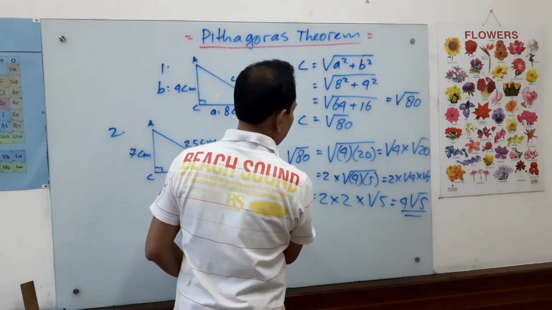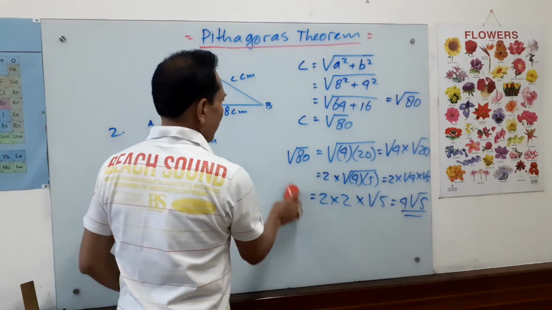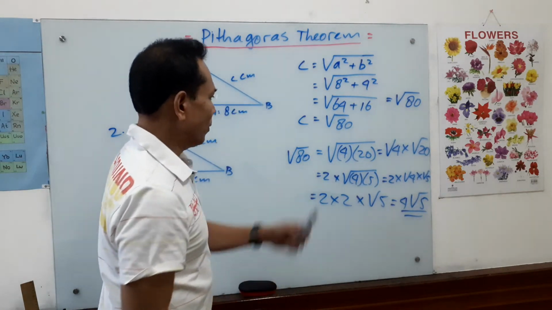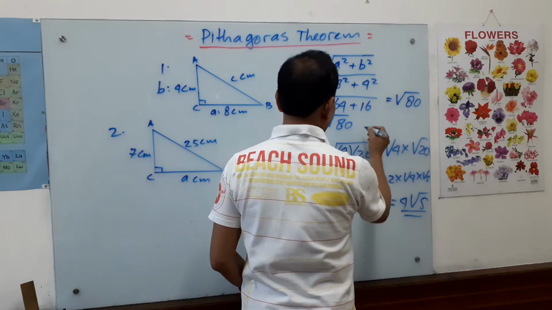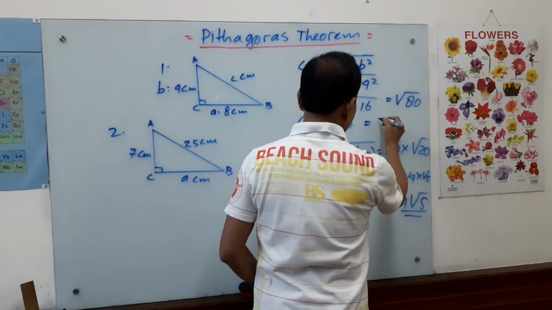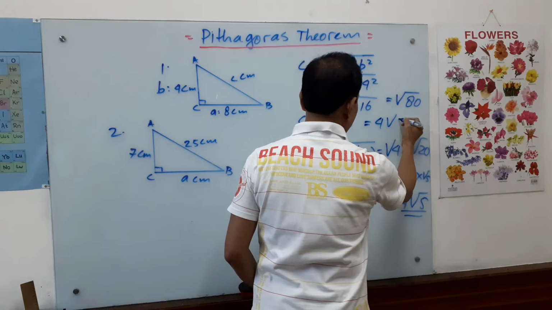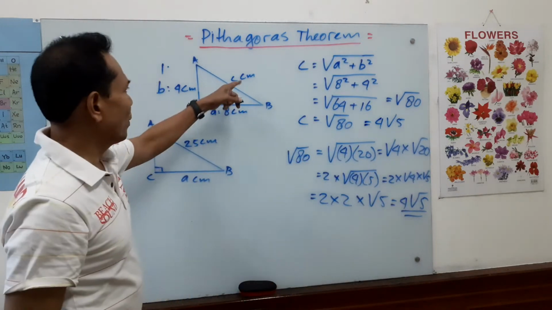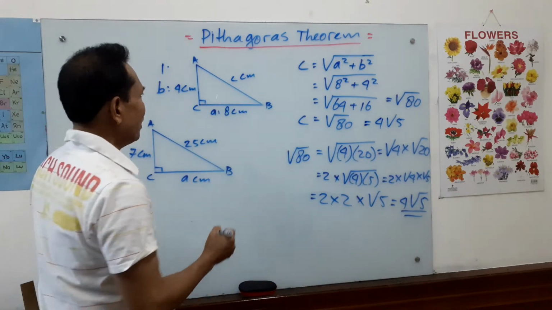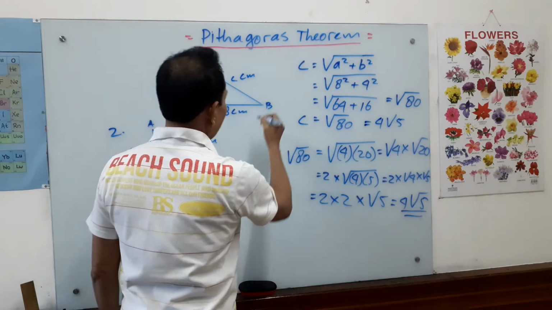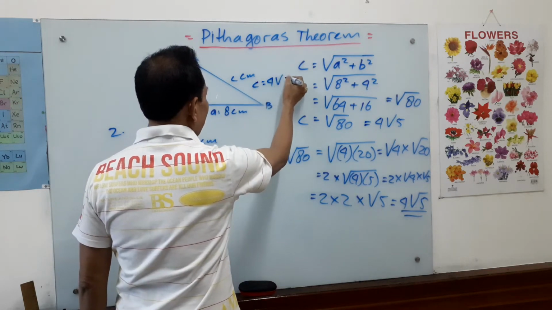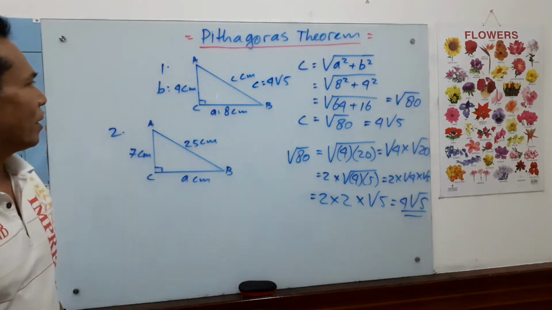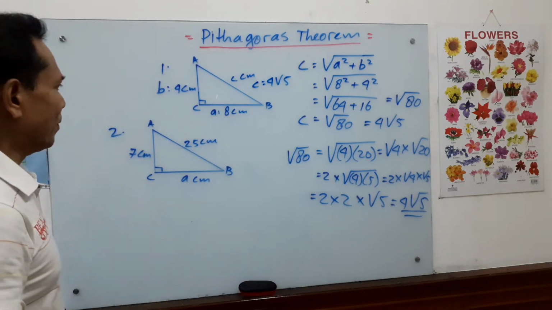We erase this also. Yeah, but if you want to use this, the square root of 80 is 4 square root 5. So our C here is 4 square root 5. So C equals 4 square root 5. That's the answer for that one.